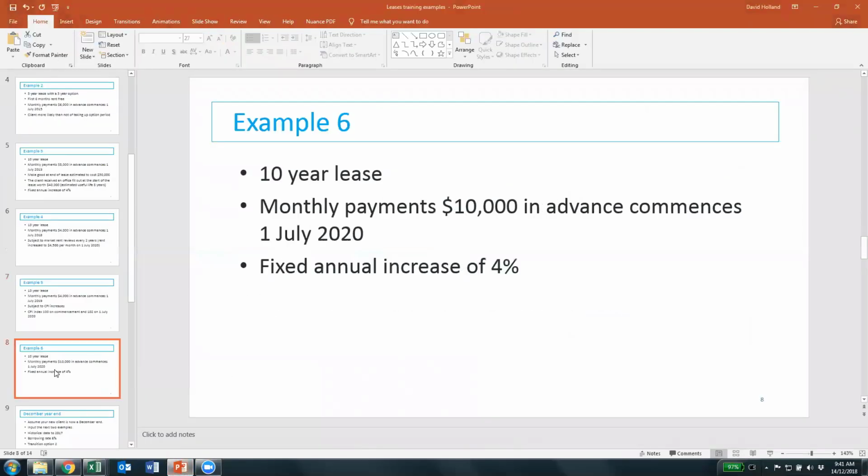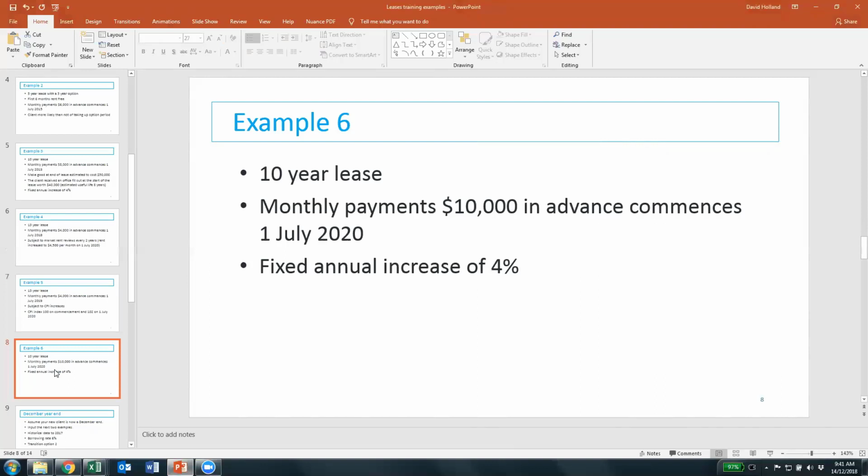We then move on to example 6. And example 6 commences 1 July 2020. So this is post your transitional period. Your transition for this June year end was 30 June 2020. This is a new lease post that transition.